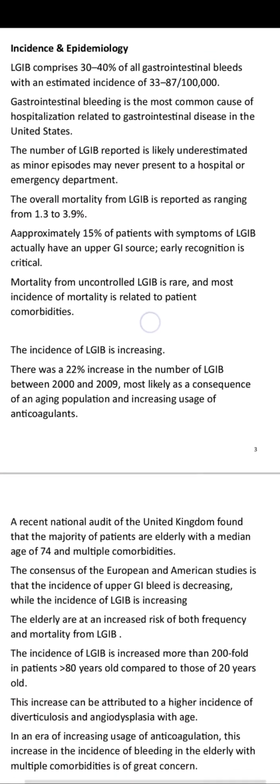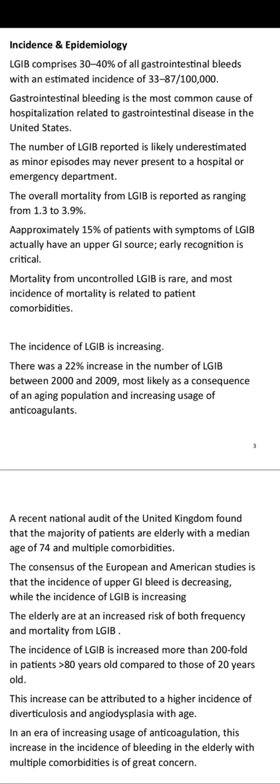Also, we have to recognize that about 15% of patients who present or are diagnosed as lower GI bleeding have a source from the upper GI system. 15%. And this affects our management.